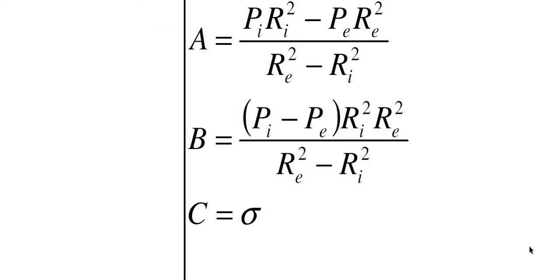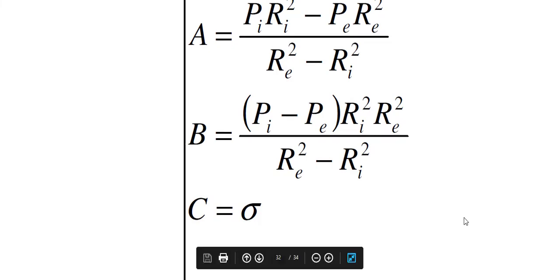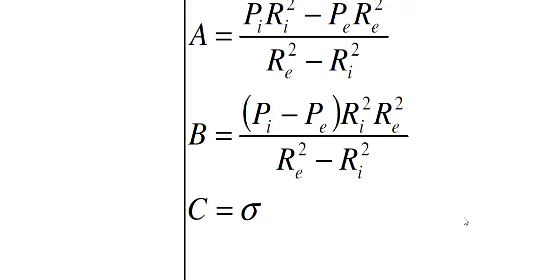Inserting these constants A, B, and C in the normal stresses sigma rr, sigma theta theta, and sigma zz, we can obtain the stress tensor sigma. Also, inserting the constants A, B, and C in the constants alpha, beta, and gamma will permit to obtain the radial displacement ur and the longitudinal displacement uz, which will permit finally to obtain the linearized deformation tensor epsilon.